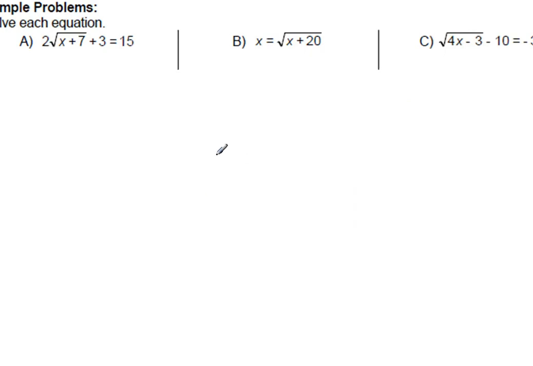Here are 3 more examples. You can solve those, and I will give you the answer to those in class.